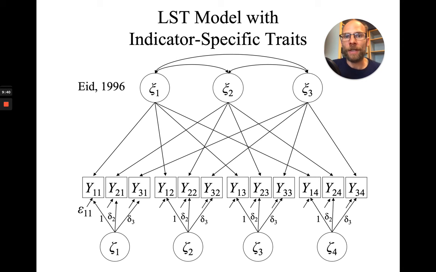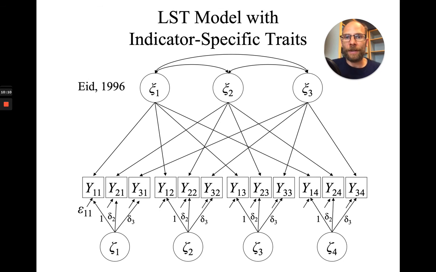And the coefficients of consistency and occasion specificity and reliability that I showed you in the previous video on latent state trait models, they work in the same way, except that now you have to use the indicator-specific trait variances, meaning each trait has its own variance, and so you have to take that into account when you use these formulas for computing consistency and occasion specificity and reliability, but otherwise this works in the same way.